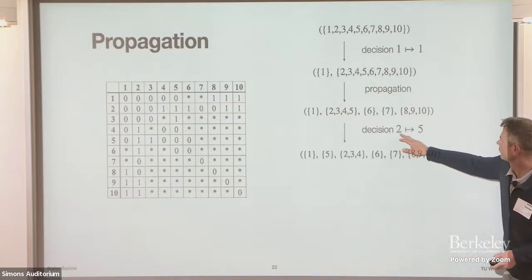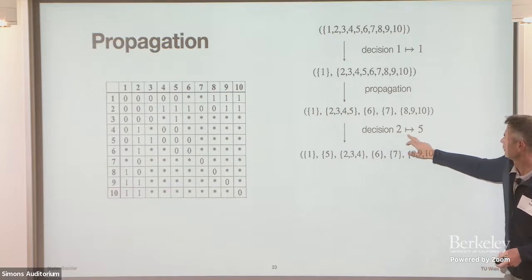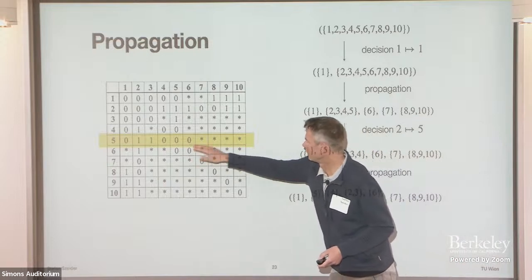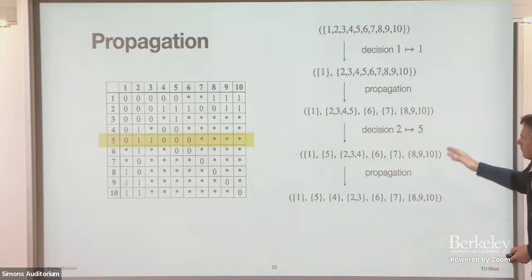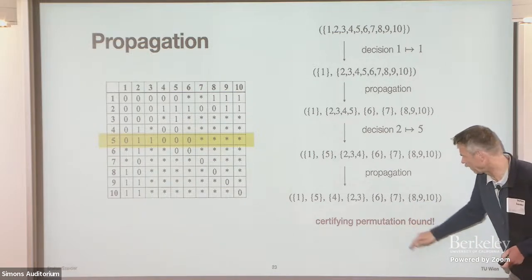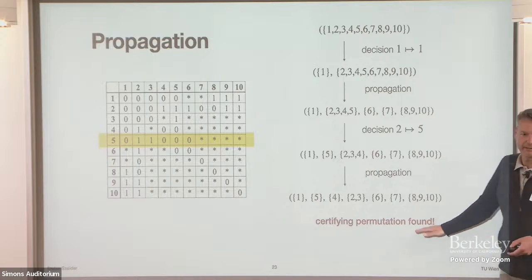And now let's assume we are unsuccessful in this branch and we backtrack. Now here, instead of assigning 2 to 2, we assign 2 to 5. We have now to look at this row here. And again, we do propagation. And here it turns out, and I will show you in the next slide why, we have a certifying permutation found.